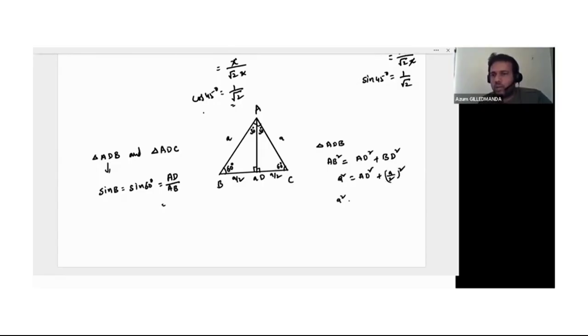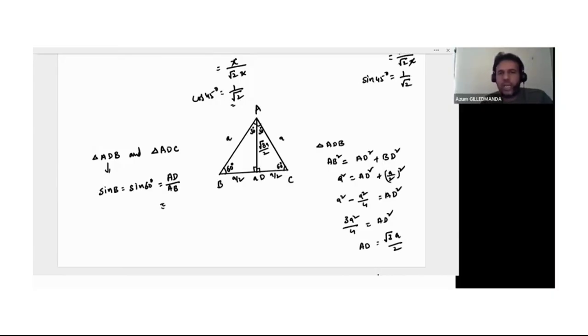Now A square minus A square by 4 equals AD square. I send this A by 2 whole square to that side. If I take LCM as 4, then 4A square minus A square, which is 3A square by 4, is AD square. Then AD becomes root 3A by 2. So this AD value I found is root 3A by 2. Now I know all the sides here: this is A by 2, this is root 3A by 2, and this is A.